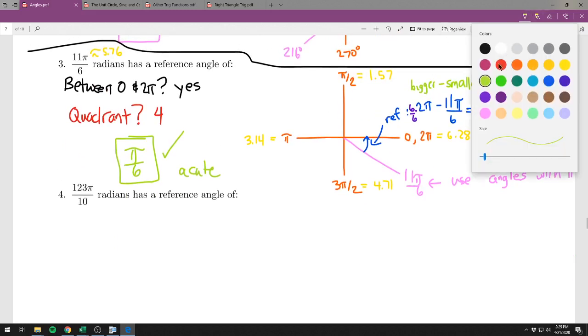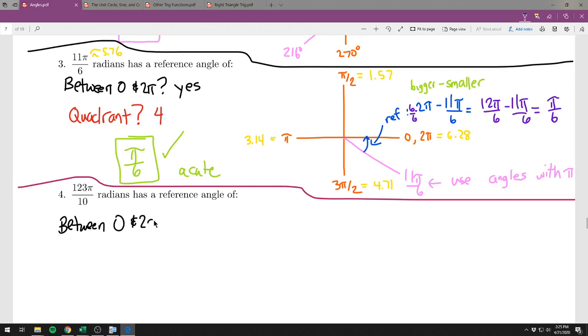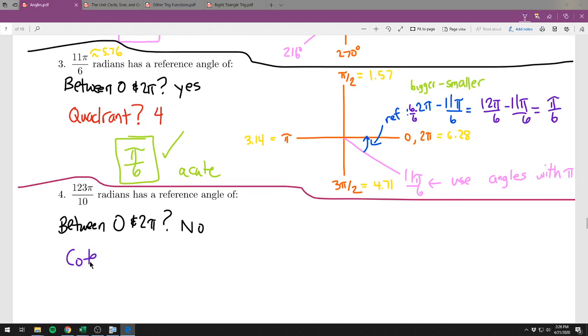All right, so the last one with radians here. It's definitely an angle that's not between 0 and 2 pi, 123 pi over 10. So we have to do that, and that's why we already talked about this coterminal stuff first. So we take our 123 pi over 10, and how many times are we going to subtract off 2 pi? We can look.